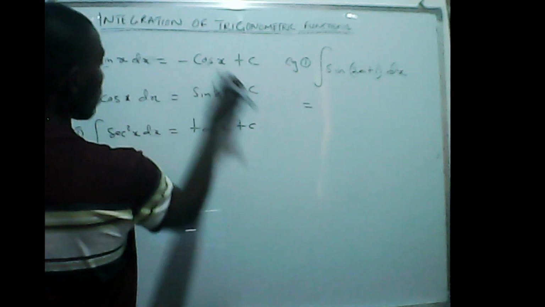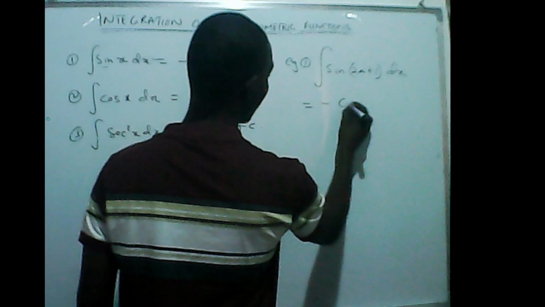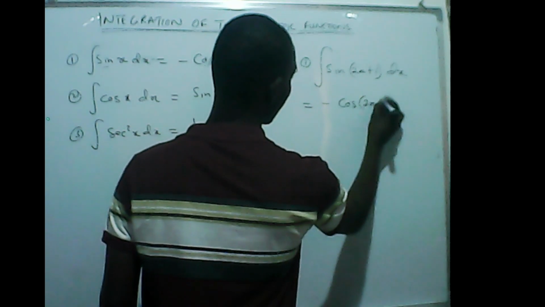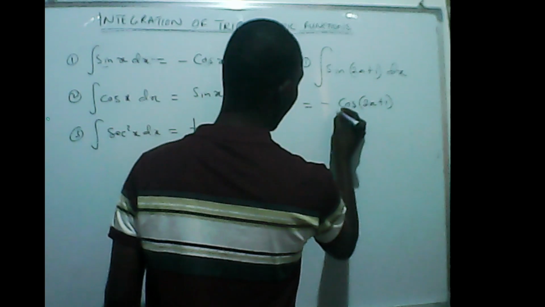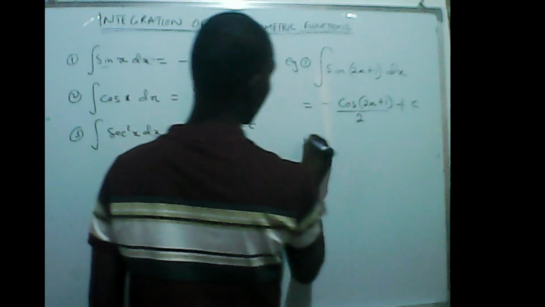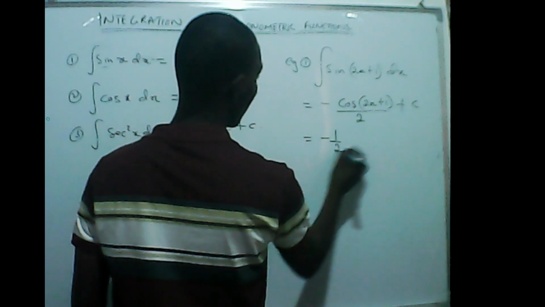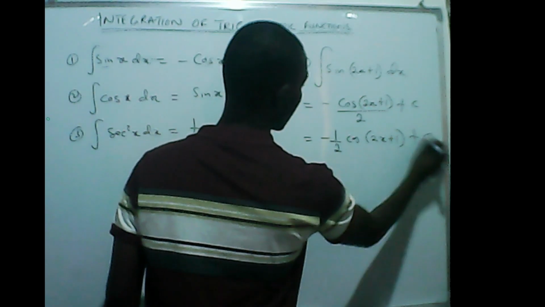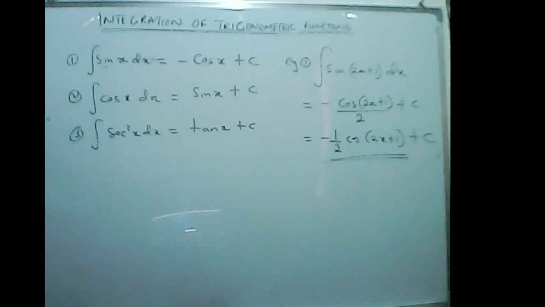But remember, integrating sine will be negative cos. So in this case, we have negative cos. Our angle will remain unchanged, which is 2x plus 1, divided by the derivative of this one, which is 2, plus c. So this can be written as negative half cos 2x plus 1 plus c. Don't forget to write the constant of integration. Right?